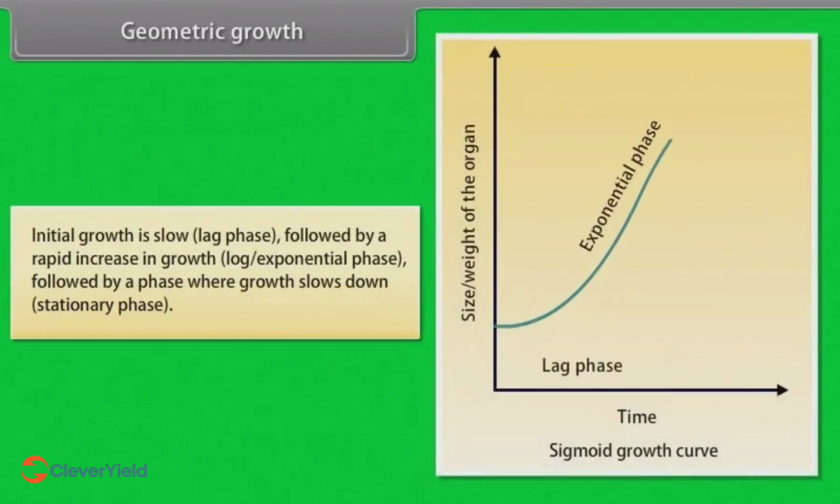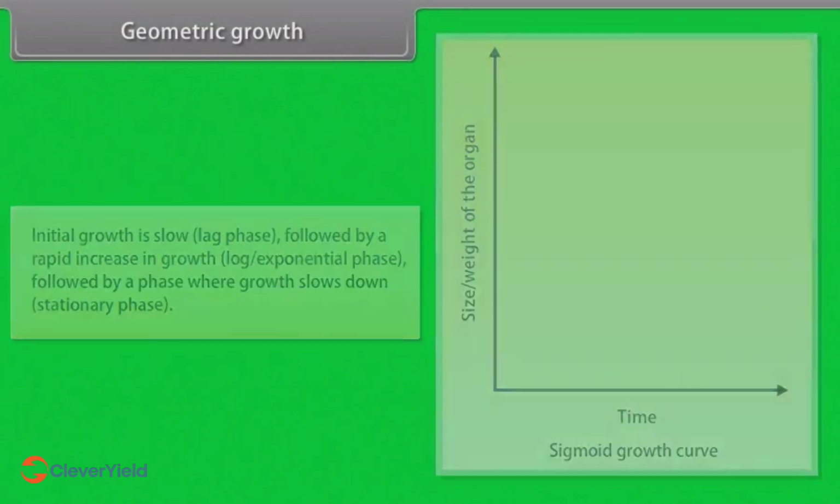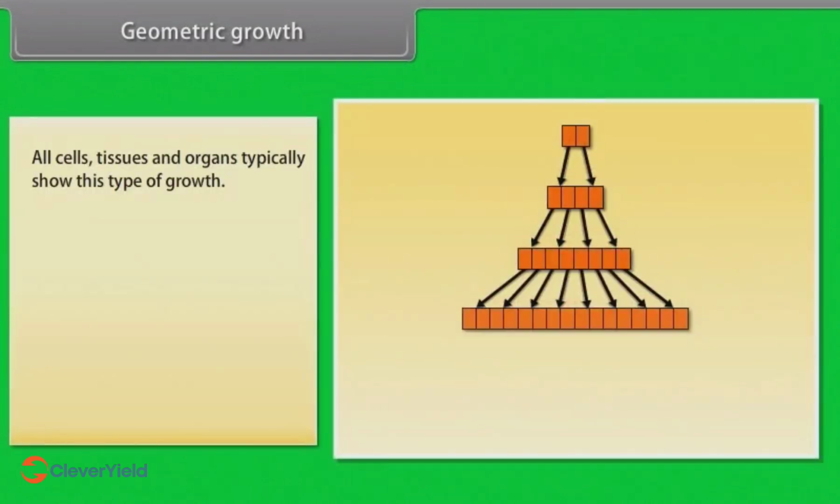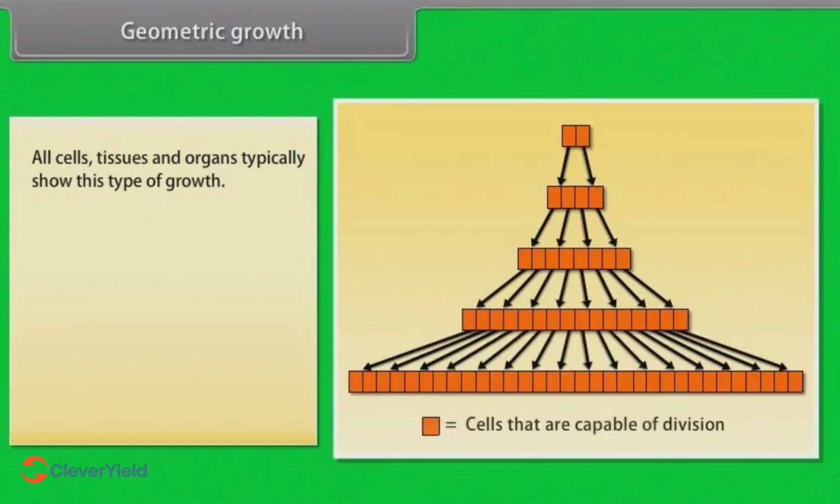Geometric growth. Initial growth is slow, followed by a rapid increase in growth, followed by a phase where growth slows down. All cells, tissues, and organs typically show this type of growth.